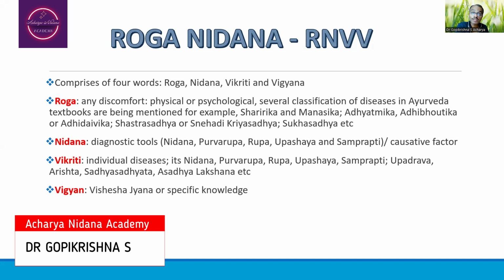The third term is Vikriti. Vikriti, in the sense, refers to the individual diseases. That means the Nidana, Purvarupa, Rupa, Upashaya, and Samprapti of each of the diseases, Upadrava of the diseases, Arishta Lakshana of the diseases, Sadhya Asadhya of each of these diseases, identifying the Asadhya Lakshana of these diseases, and how to do the Rogi Pariksha or examine the patient to identify the different stages of the disease, come under the purview of Vikriti. And Vigyana means the Vishesha Jnana or specific knowledge related to Roga, Nidana, Vikriti, etc. They are categorized under this particular heading.